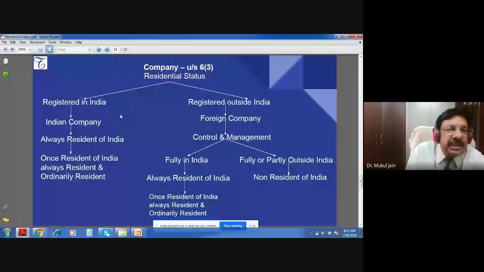because different states have got different registrars of company's office. Fine. So if a company is registered outside India, then it is a foreign company. Here also, if the control and management is fully in India, it is always resident of India. Once resident of India, always resident, and ordinarily resident. But if it is fully or partially outside India, then it is known as non-resident of India.